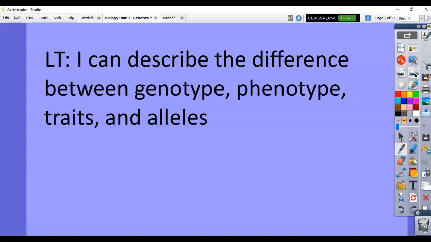So here's our learning target. We're going to learn some new words: genotype, phenotype, traits, and alleles. Some of you might have learned about genetics in 7th grade. Some of you may not. So we're just going to go through everything kind of basic, and for some of you it might be a little bit of review. Some of you it might be new.